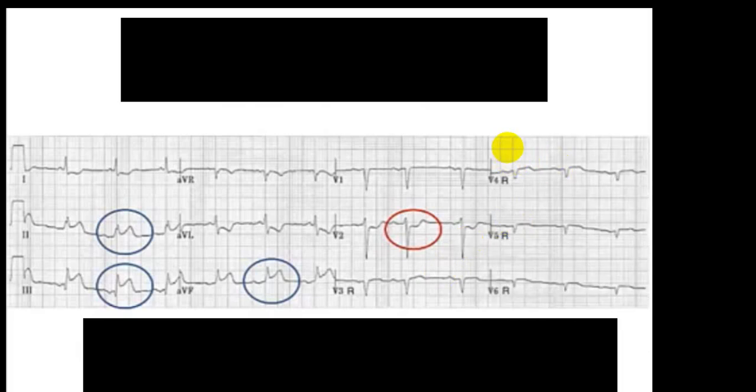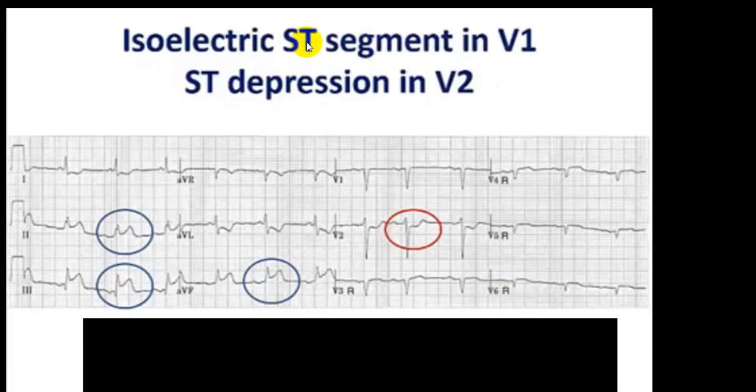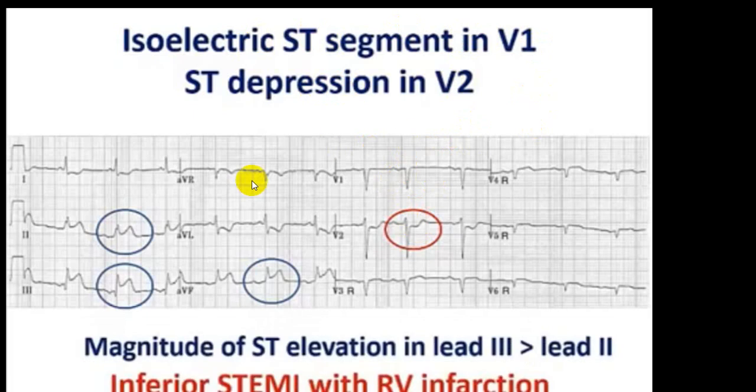Now here you can see that in a suspected case of posterior wall, in V4R there is an ST elevation, V5R, V6R. Straightforward. Isoelectric ST segment in V1, ST depression in V2. If you get an ST depression, posterior wall. ST elevation in V1, RVMI. So 3 bigger than 2, and if you have got ST depression, rule out posterior wall.